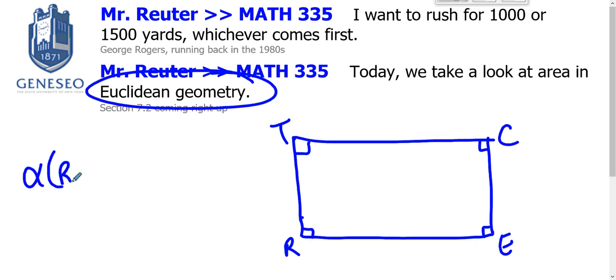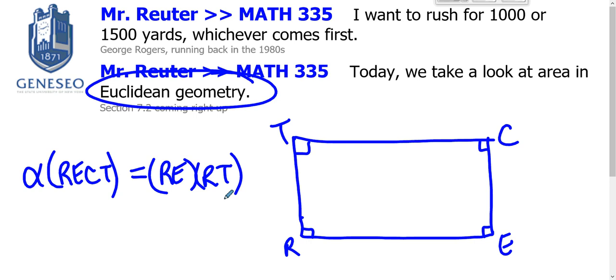The area of a rectangle is its base times its height. This is the bedrock fundamental understanding of area in Euclidean geometry. The whole idea in Euclidean geometry comes from remembering that the area of a rectangle is its base times its height. Every other formula comes from that.